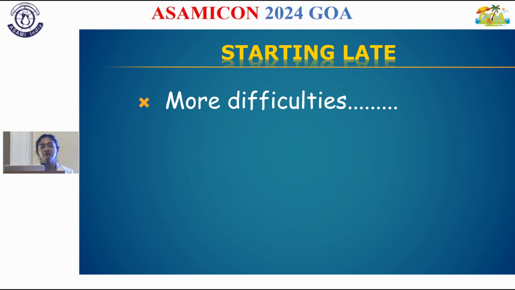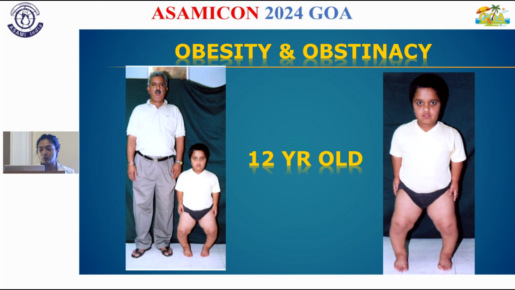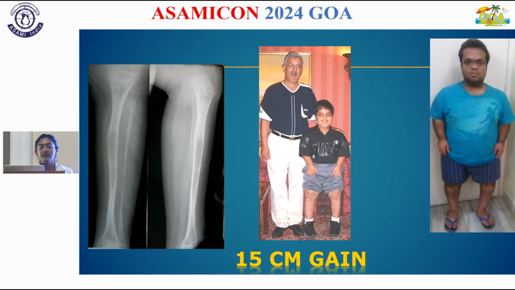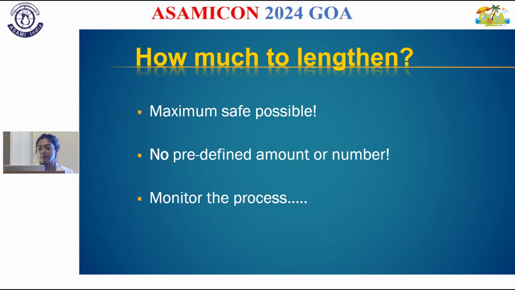So what happens if we wait or if we start late? Here we encountered some problems. For example, in this 12-year-old boy, we gained 15 centimeters in under a year, but he didn't wish to get a second stage of lengthening. He got 15 centimeters, but he's left with this appearance. And we found that older children tend to be not so psychologically compliant.